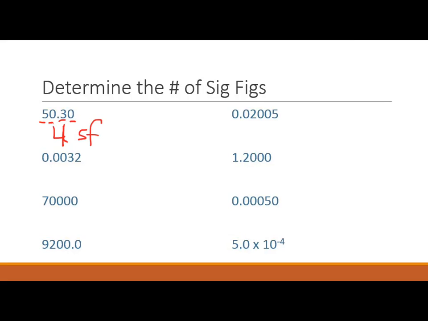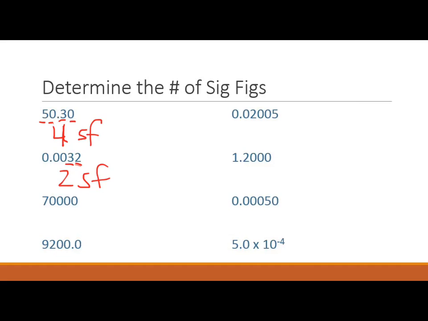Okay, let's try this next one. Here we have the 3 and a 2, guaranteed to be significant, right? Because they're not zeros. We also have a couple of zeros at the beginning of the number. Zeros at the beginning are never, ever, ever significant, so only 2 sig figs.